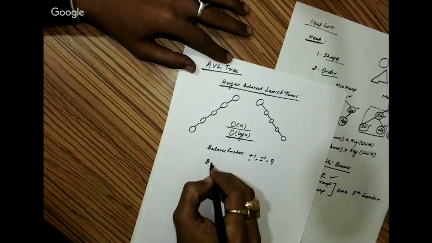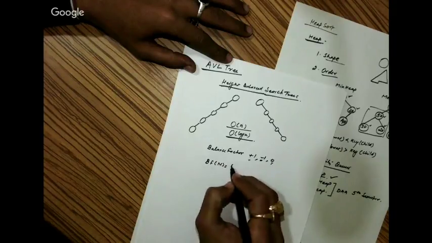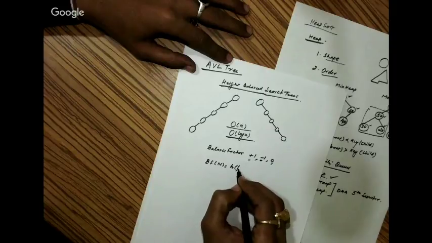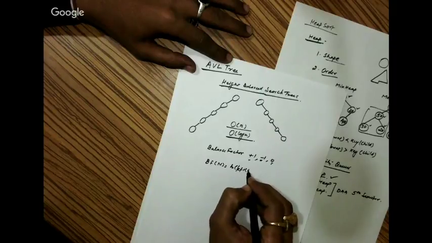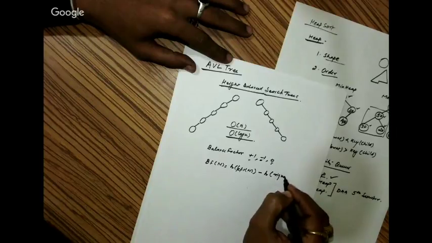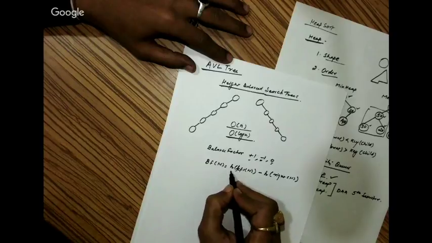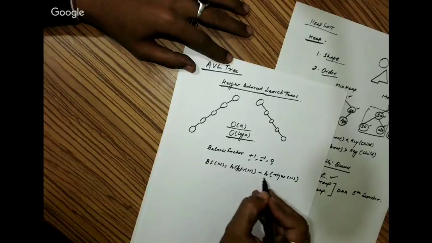Now find the balance factor of any node. The balance factor of any node is actually equal to the difference of the height of the left subtree and the height of the right subtree. So I'll not say the difference, it is actually equal to height of left minus height of right.